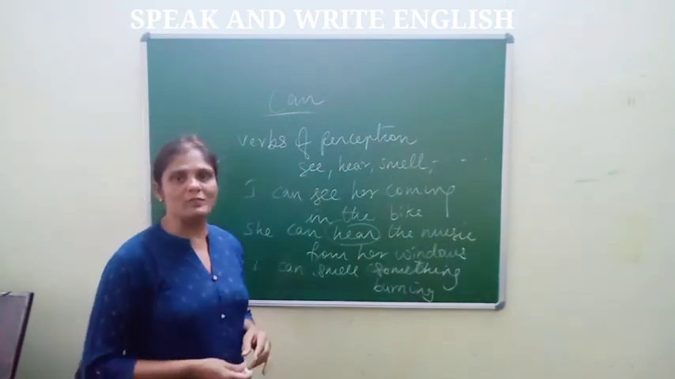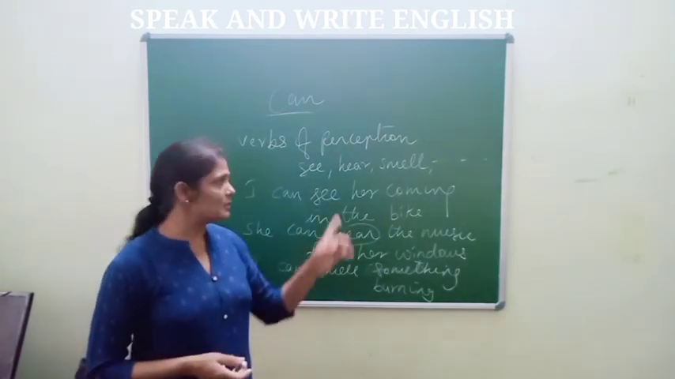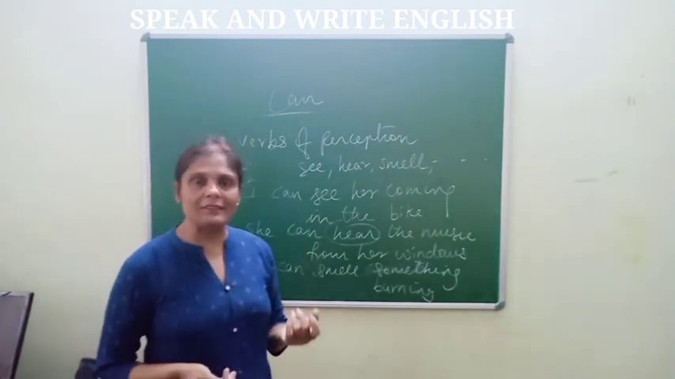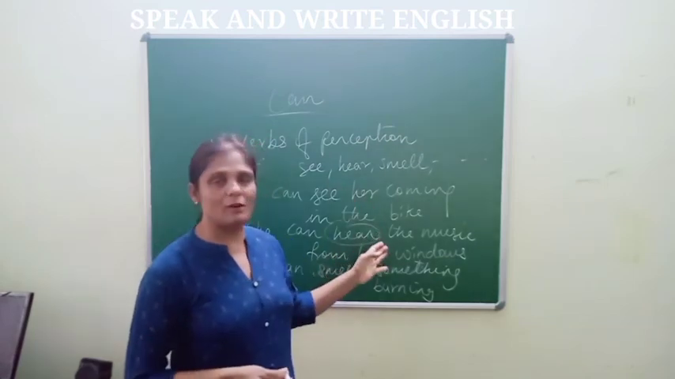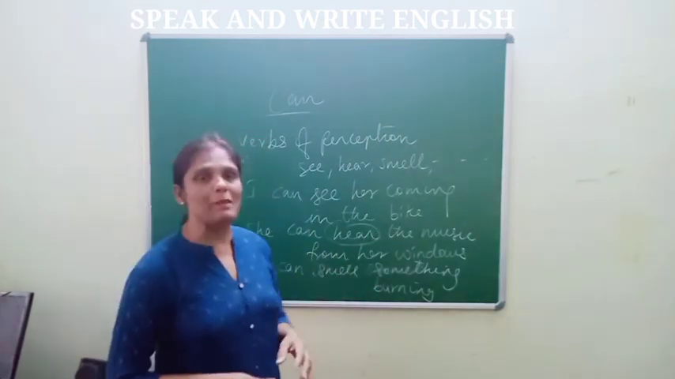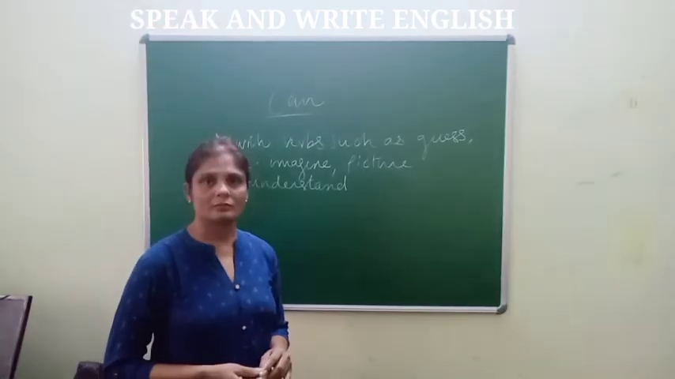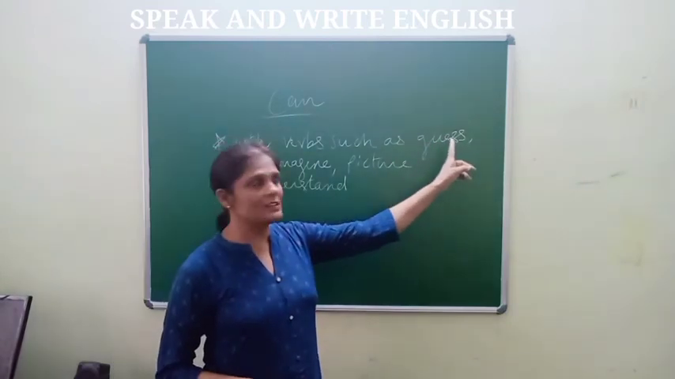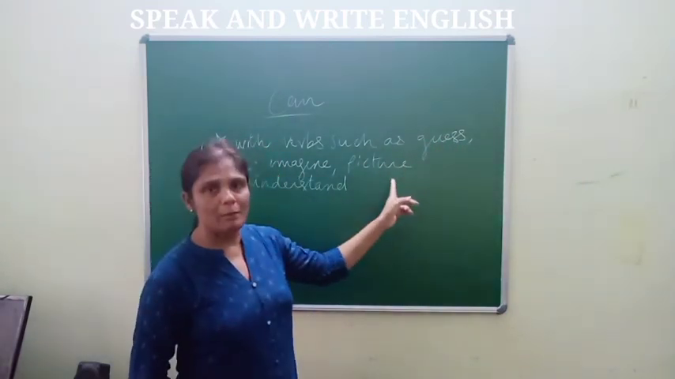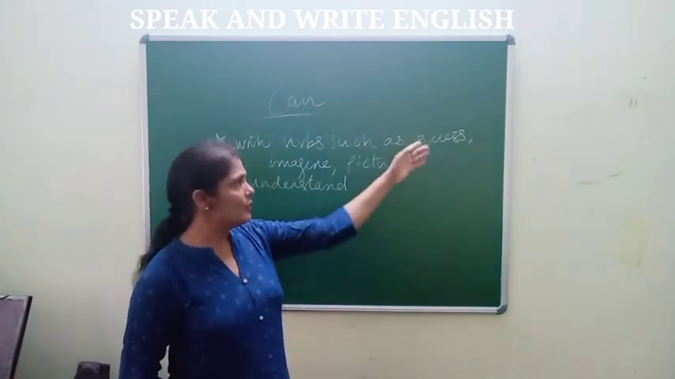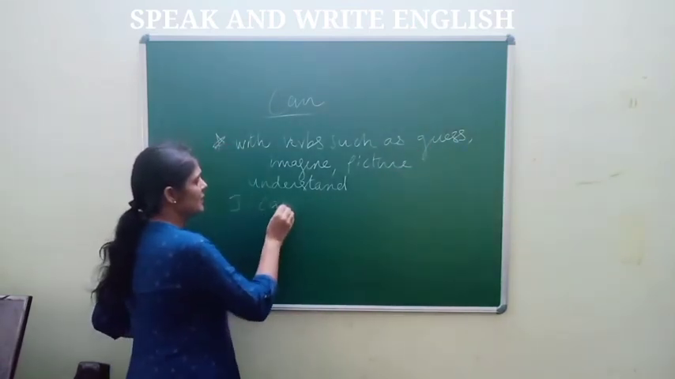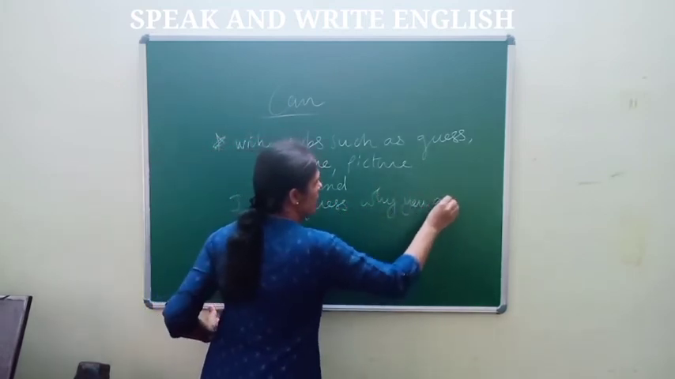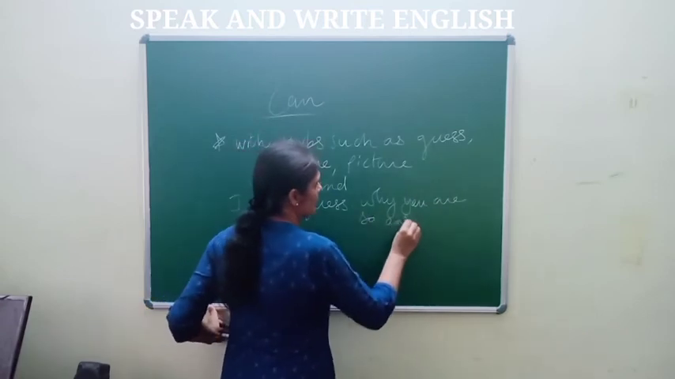So these are all verbs of perception. I can use the modal can. Verbs of perception are see, hear, touch, feel. With such verbs of perception, we can make use of the modal can. The modal can also be used with the verbs guess, imagine, picture, understand. For example, I can guess why you are so angry.